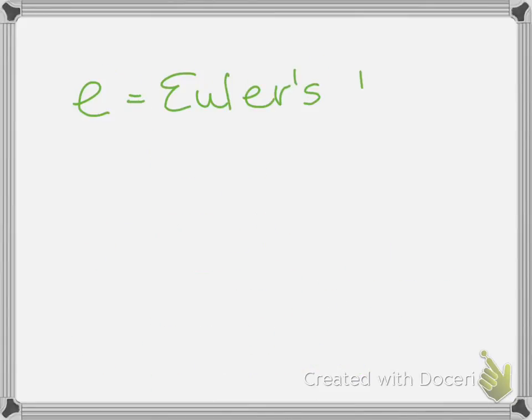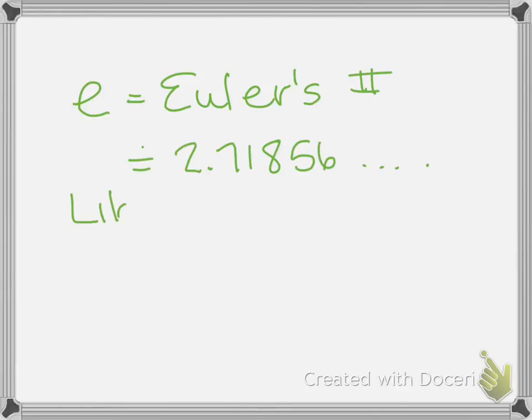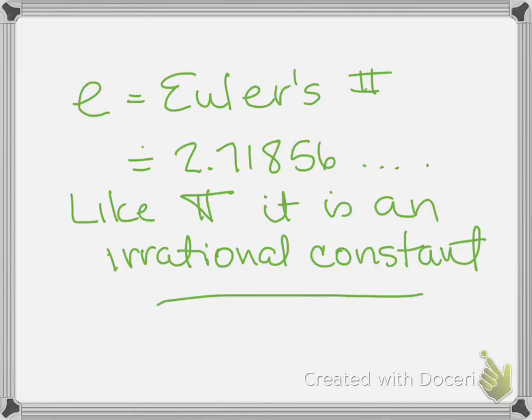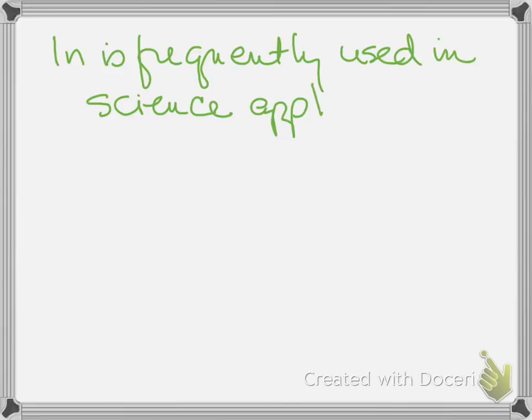So e is Euler's number, which you will remember we talked about when we were doing continuous compounded growth. It's 2.71856, blah, blah, blah. It's the equivalent of a number like pi. It's irrational, so it doesn't repeat, it doesn't terminate, but it is a constant. And it's something that we can use to predict growth in a constant growth environment or continuous growth environment, growth or decay. A lot of times when we do growth studies in science, this is the number that we'll use.